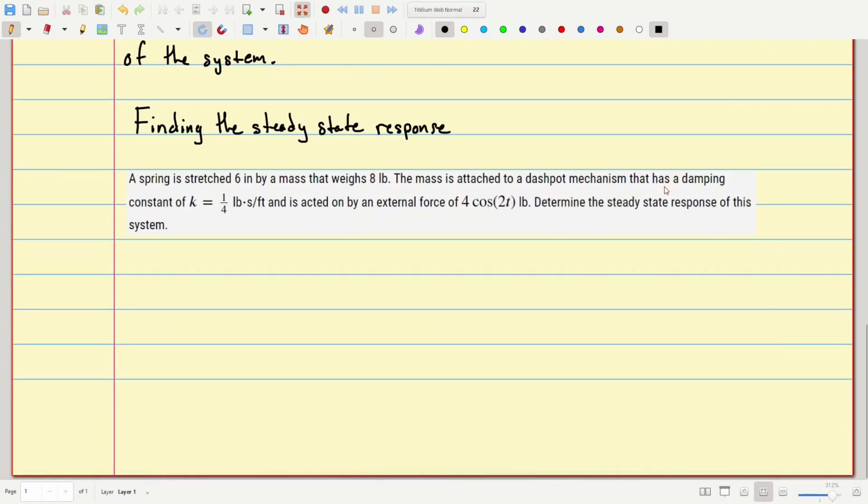All right. So we have a spring that's readable, right? We have a spring that's stretched 6 inches by a mass of 8 pounds, and we have a dash pot mechanism like the one that I described at the end of last lecture that has a damping constant of 1/4, and we have an external force given to us by 4 times cosine of 2t. All right, what we want to do is determine the steady state response.